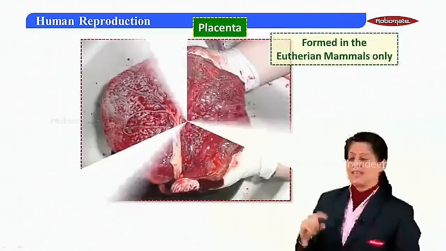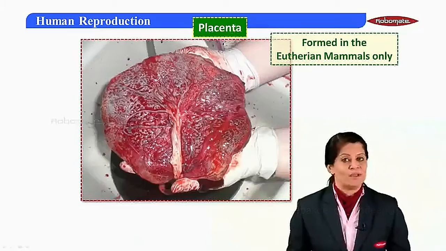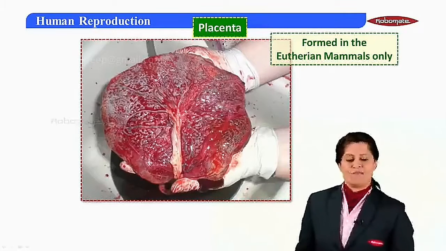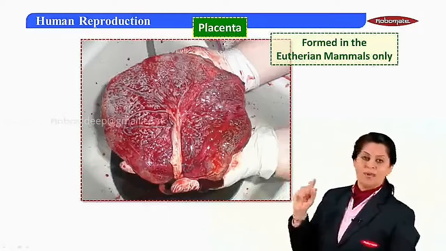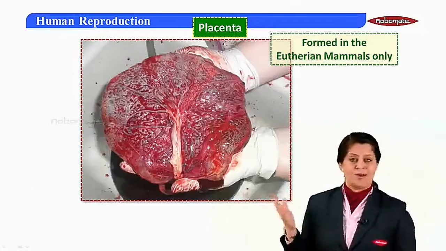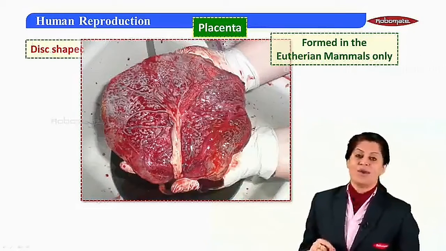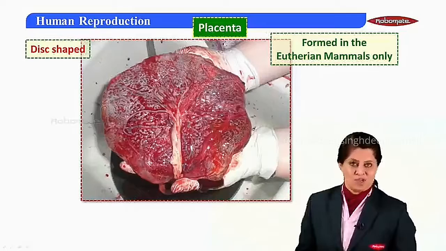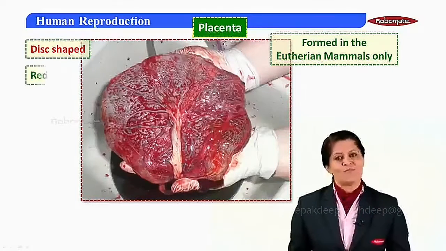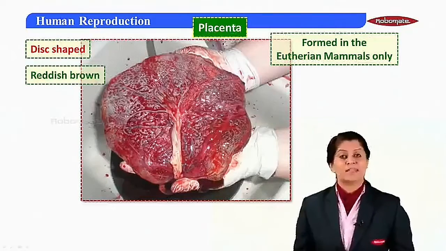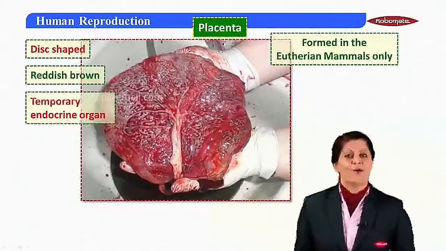Now what you're seeing here is the real placenta, students. It is formed in placental mammals only, which we call eutherian mammals. What is the shape and color of placenta? Shape, plate-like structure, so we call it a disc-shaped structure. And how about the color? Reddish brown in color. It's a temporary endocrine gland because it produces certain hormones.